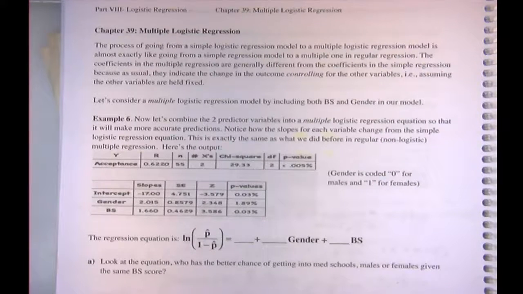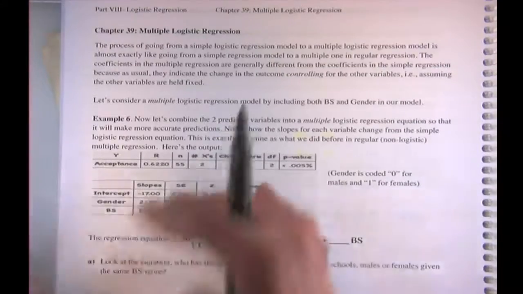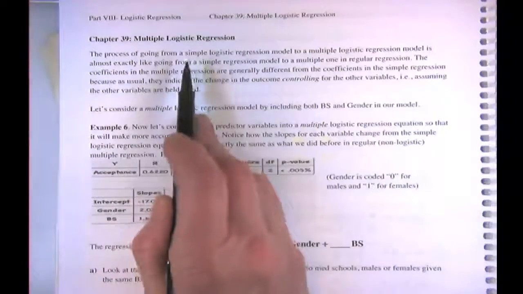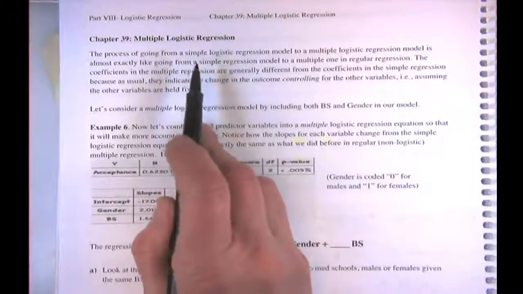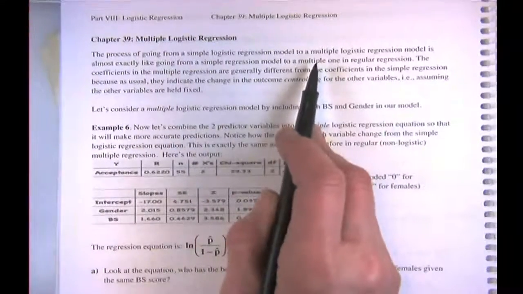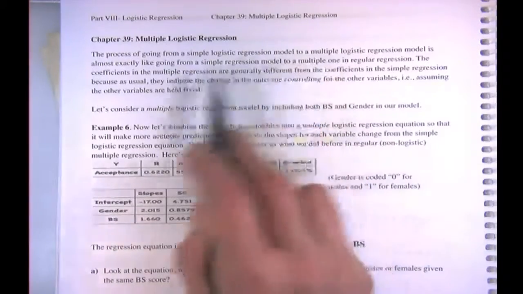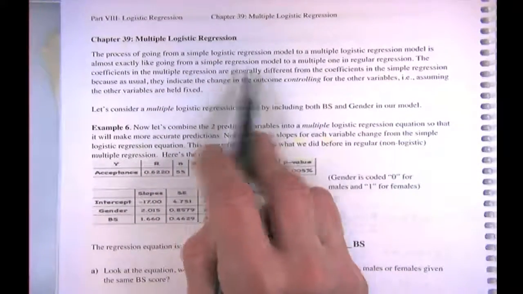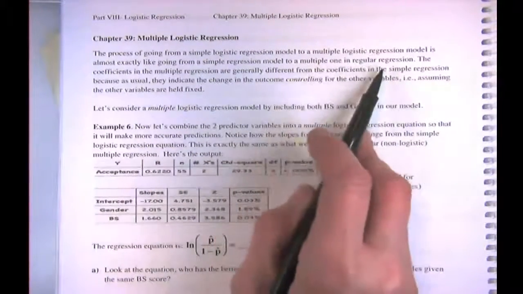So let's control for that and see if the gender slope disappears. Remember, it's not significant. Maybe it will just disappear completely. So that's what I did. And now this is going to be so easy for you guys, because the process of going from simple logistic regression to multiple is almost exactly like it was in regular regression.